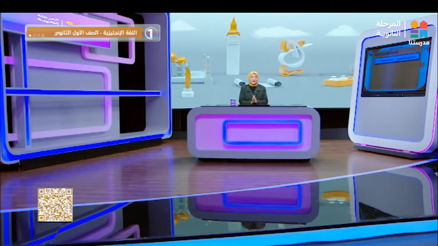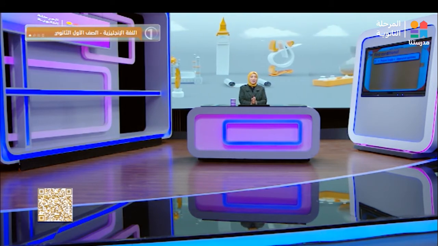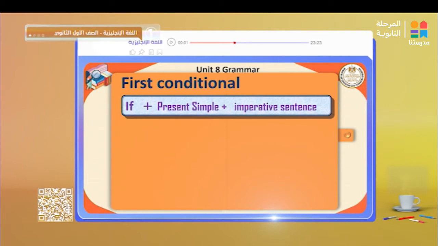Again, we can use the imperative with the if conditional type 1. What is the imperative? Imperative means order. I give order to someone. When I say stand up, sit down, go out, this is imperative. So what's imperative? When I order someone to do something. Can we use the imperative in the first conditional? Yes, instead of using will or can, we can use the imperative form.